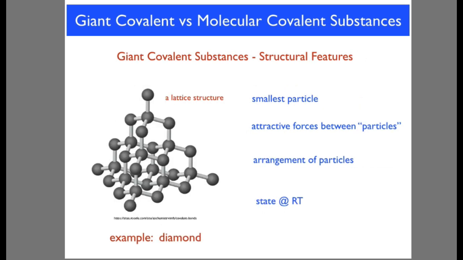Conversely, giant covalent substances, their structural features here are, well, the smallest particle is just an atom, and you can see an atom here is just being repeated throughout the lattice structure. The attractive forces between particles, or the atoms, are covalent bonds. And we have regular lattice structures for the arrangement of particles, and at room temperature they are solids.